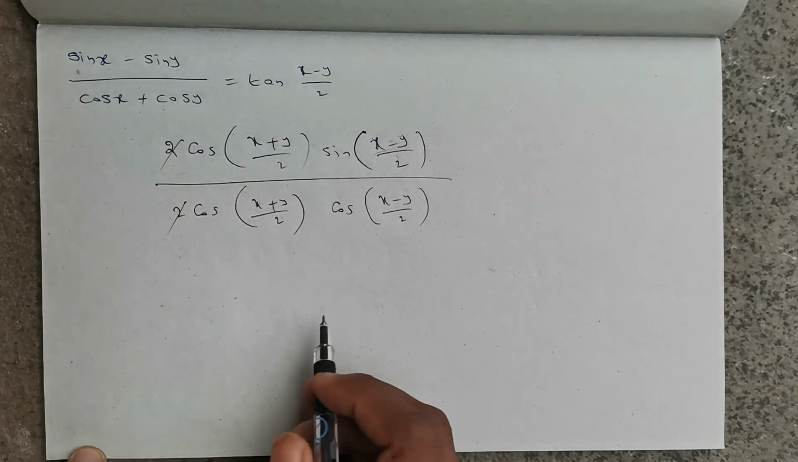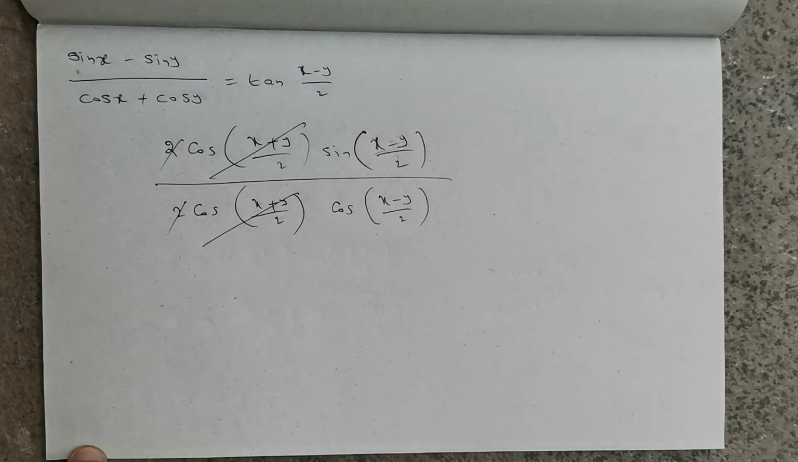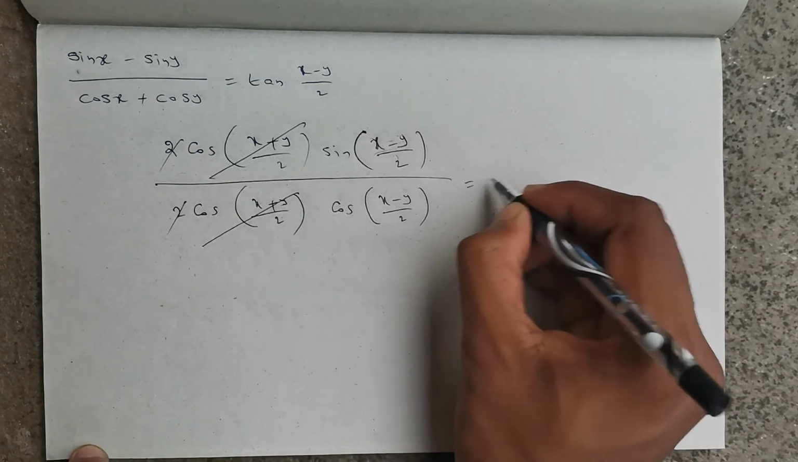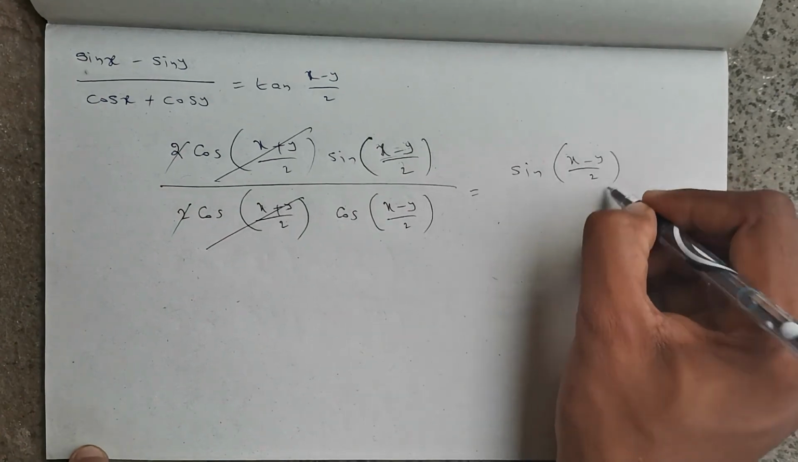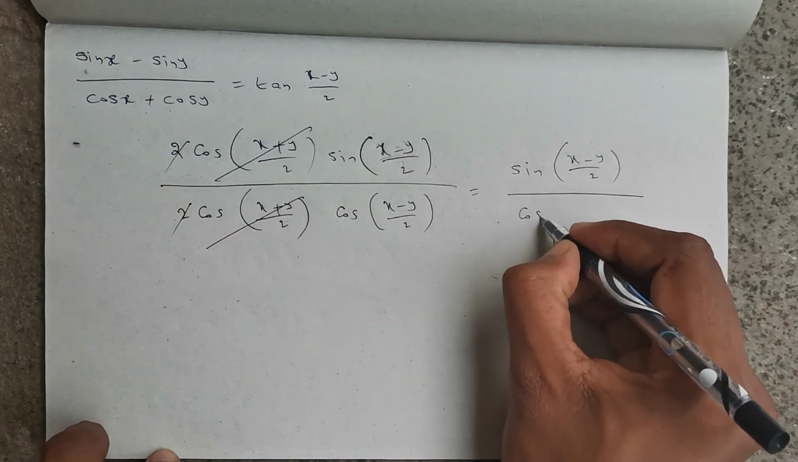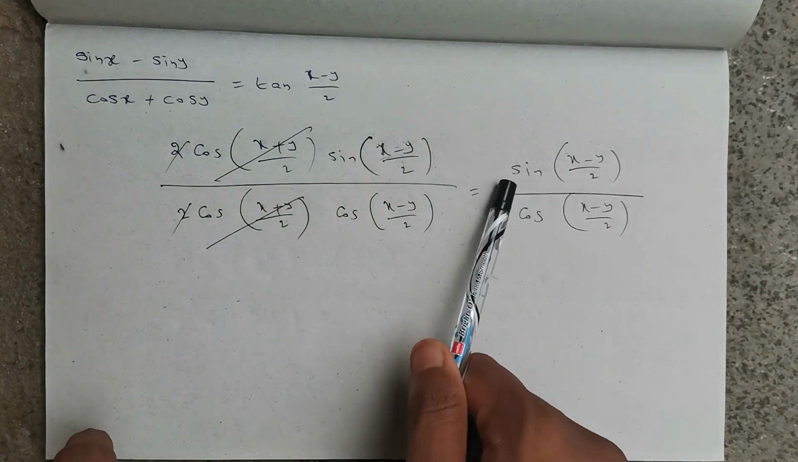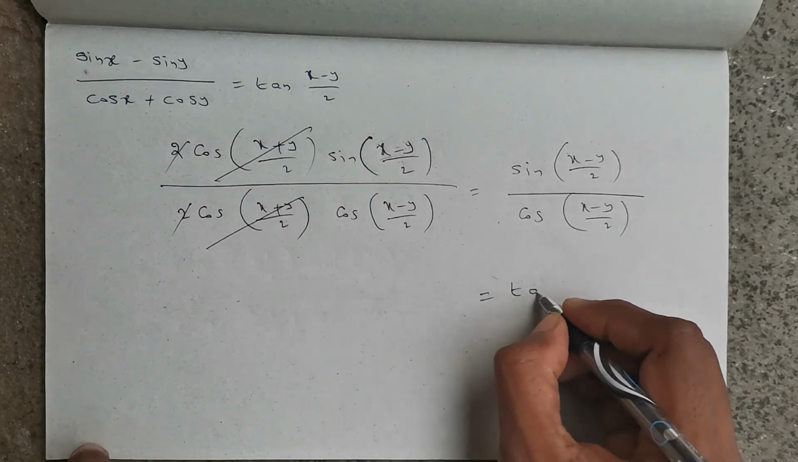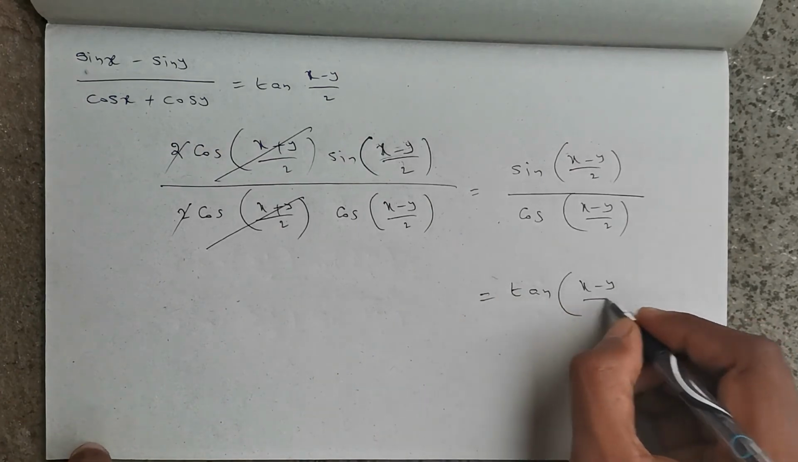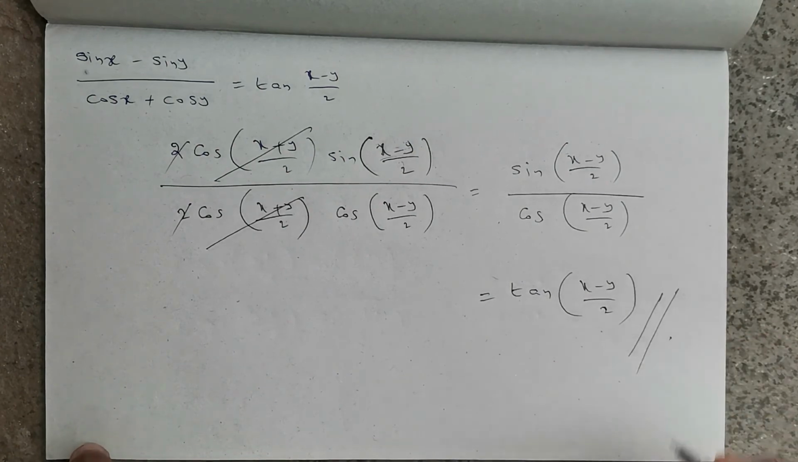Here 2 cancels, cos of (x plus y) by 2 and cos of (x plus y) by 2 cancel. So we remain with sin of (x minus y) by 2 divided by cos of (x minus y) by 2, which is nothing but tan of (x minus y) by 2. Hence proved.